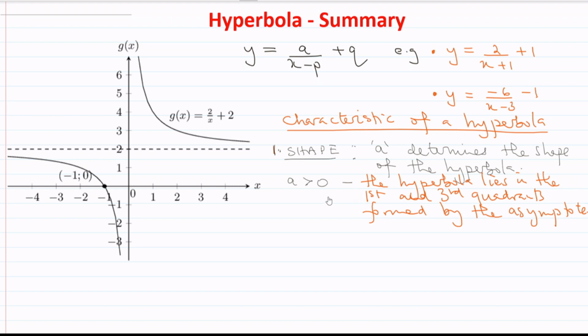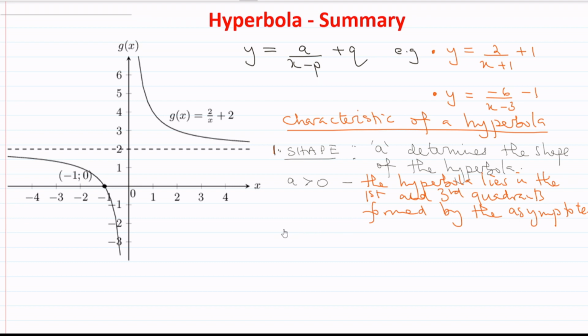Okay, so when our a is positive, greater than 0, any number that is greater than 0, we are going to work with the examples. Our shape is described as our hyperbola being in the first and the third quadrants. And these quadrants, they are formed by the asymptotes. Sometimes you may have more quadrants depending on what you are referring to, but in this case we are looking at the quadrants that are formed by the asymptotes. I will explain what are asymptotes.